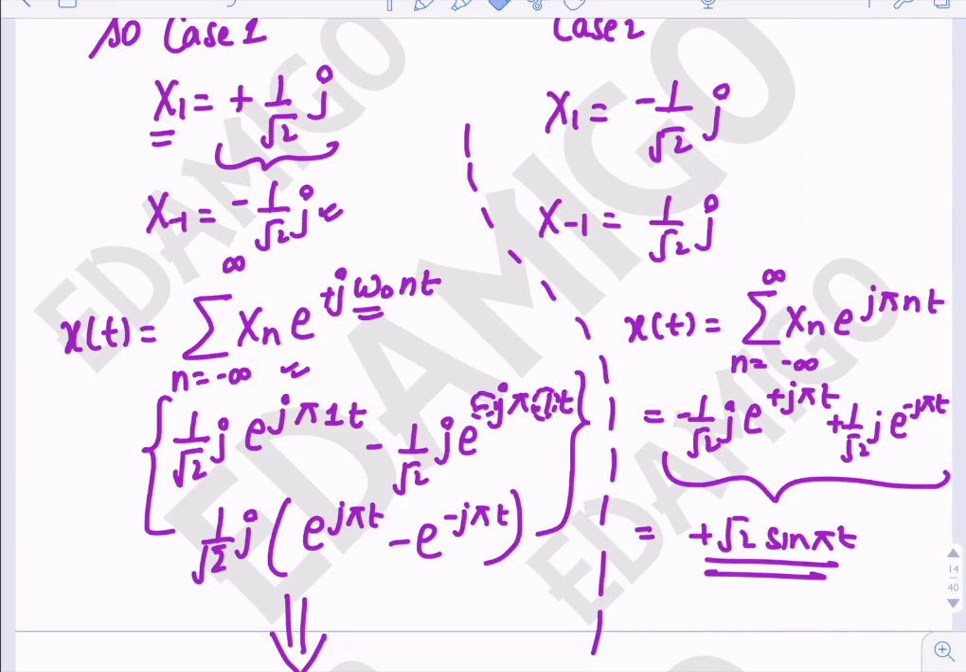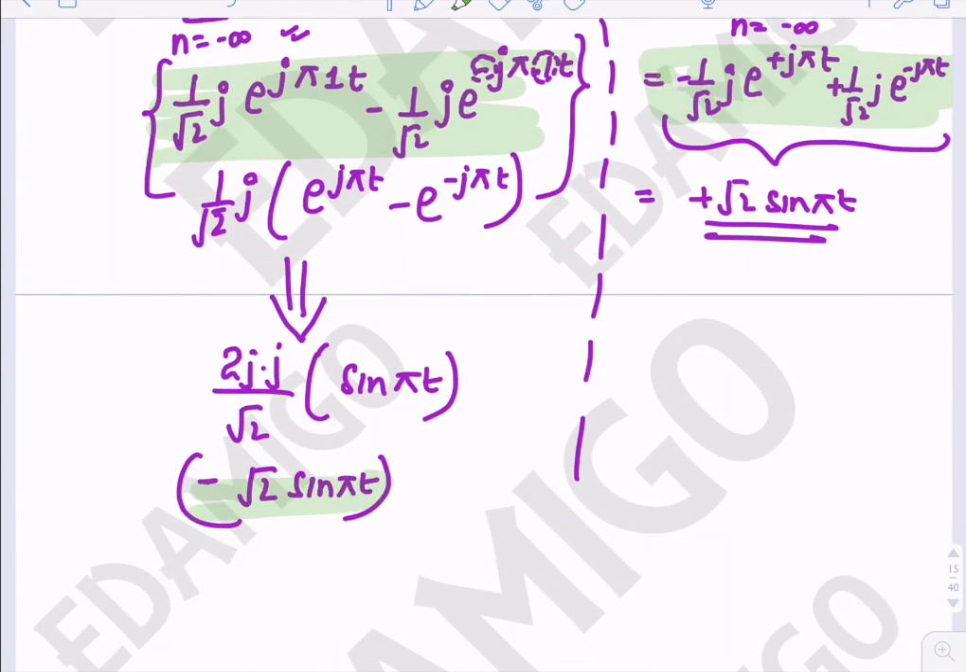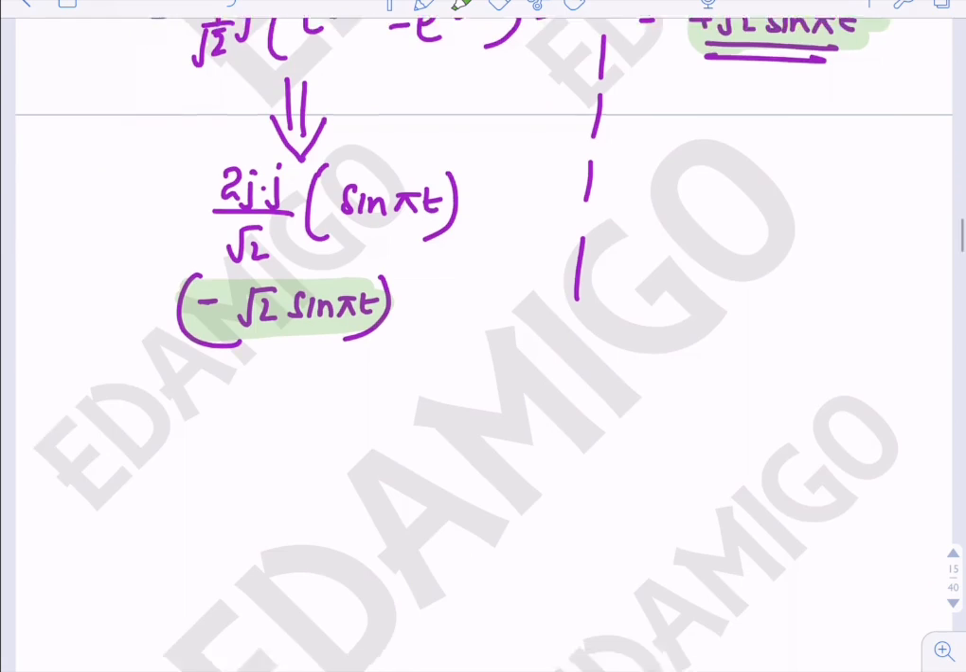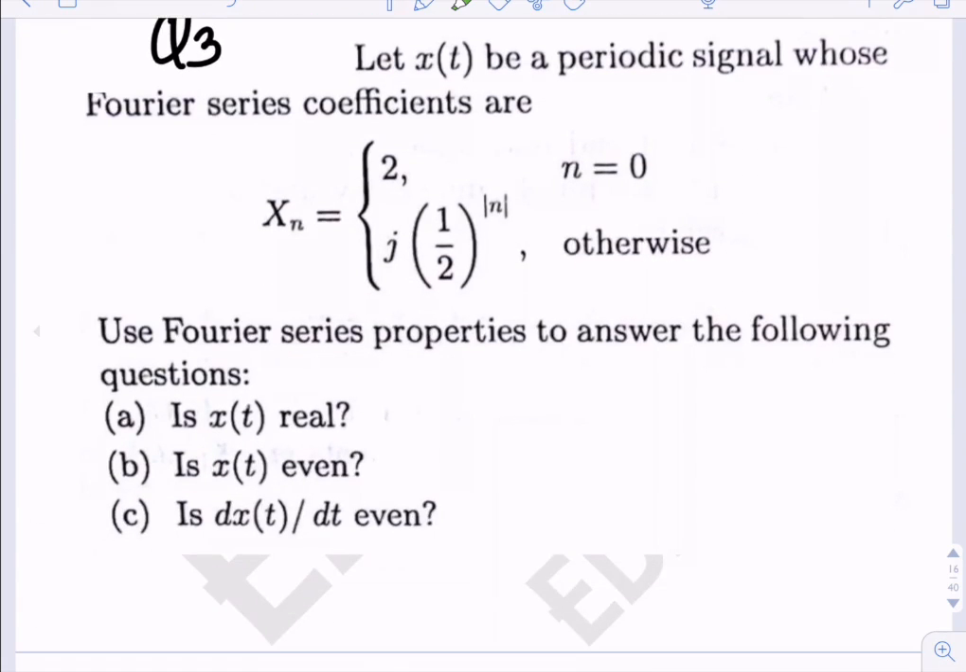In between this equation and this equation, there is only a change of sign. So if this leads to minus root 2 sine pi t, this will lead to root 2 sine pi t. So there are two signals available as the answer. Plus minus root 2 sine pi t is the answer.